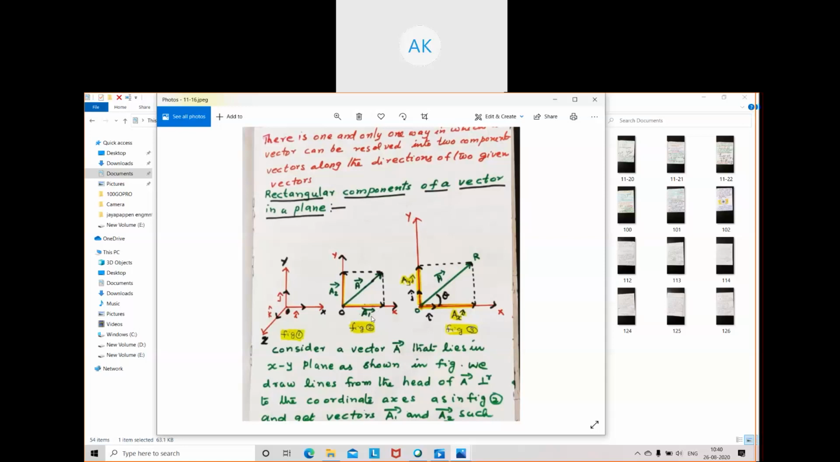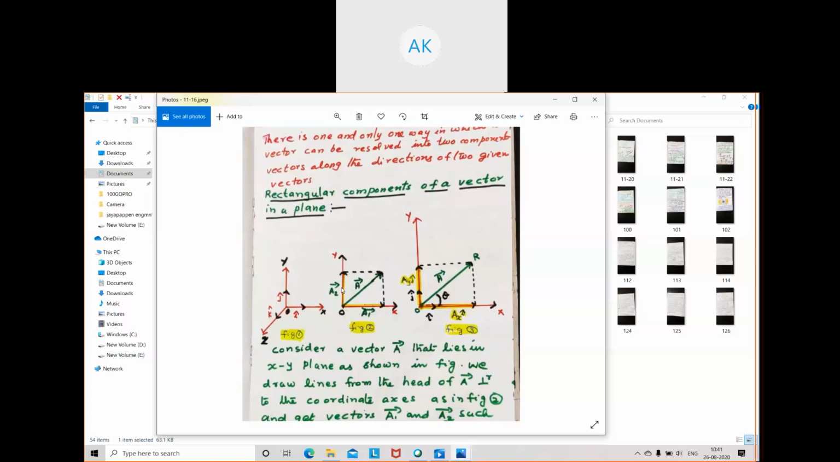Vector A1 is the component of vector A along the x direction. Next, I have drawn a perpendicular to the y-axis also. It meets at this point here, so you put an arrow mark here. That is the component of this vector A along the y direction.